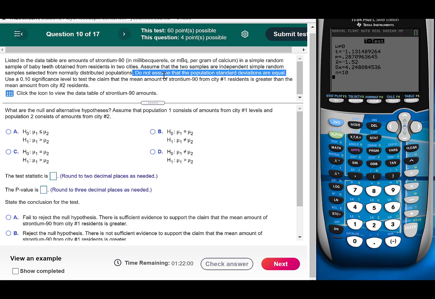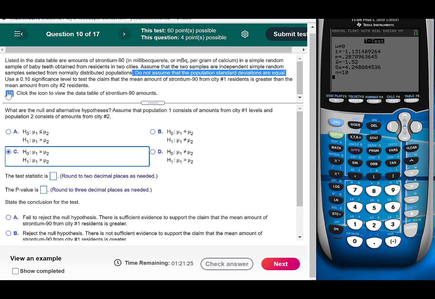This is section 11.3. Even if it doesn't say that, you also assume under pooled when you use a calculator, that's a no. Use a 10% significance level to test the claim that the mean amount of strontium 90 from city 1 is greater than that one in city 2. Greater, guys, means greater than. So let's look for the alternative hypothesis that has a greater than. You cannot choose D because it doesn't have the equal sign in H0, so you must have the one that has the equal sign in H0, so it's C.